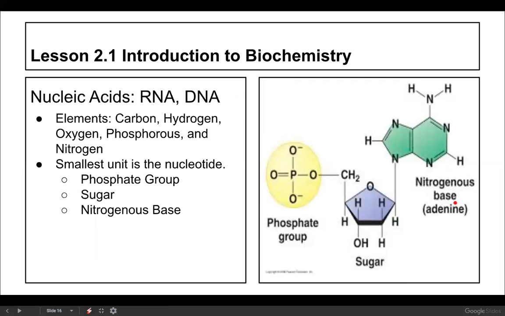So then we have the nucleic acids, RNA and DNA. Again, we have carbon, hydrogen, oxygen, phosphorus, nitrogen. The smallest unit in the group, just like the amino acid is the smallest unit for the protein, the smallest unit of DNA is the nucleotide, which contains a phosphate group, a sugar group, and the nitrogenous base. The sequence of this nitrogenous base determines the codon, which determines the amino acid that will be delivered. Okay, and that is biochemistry.